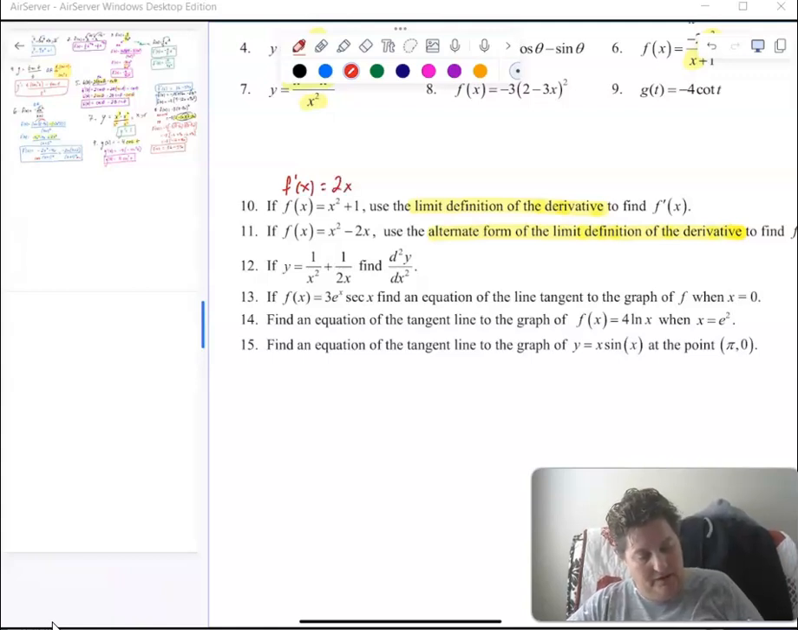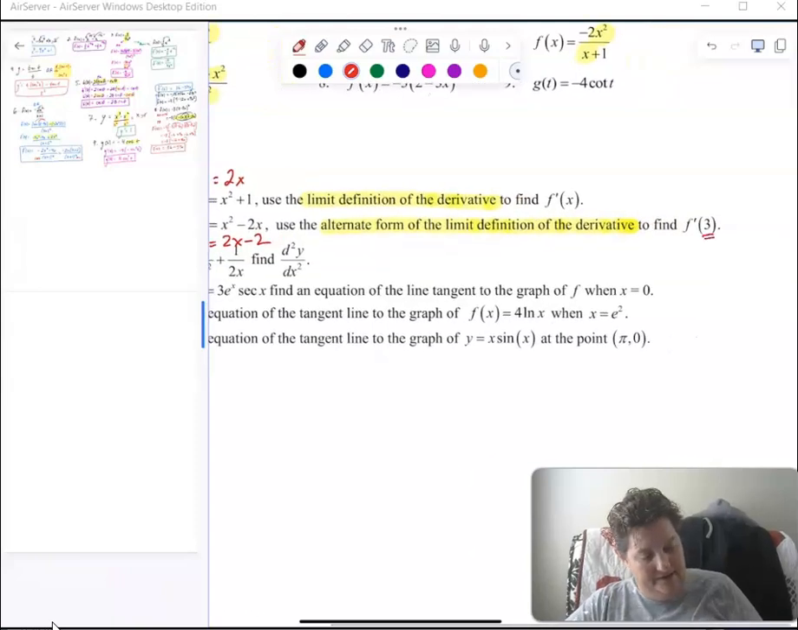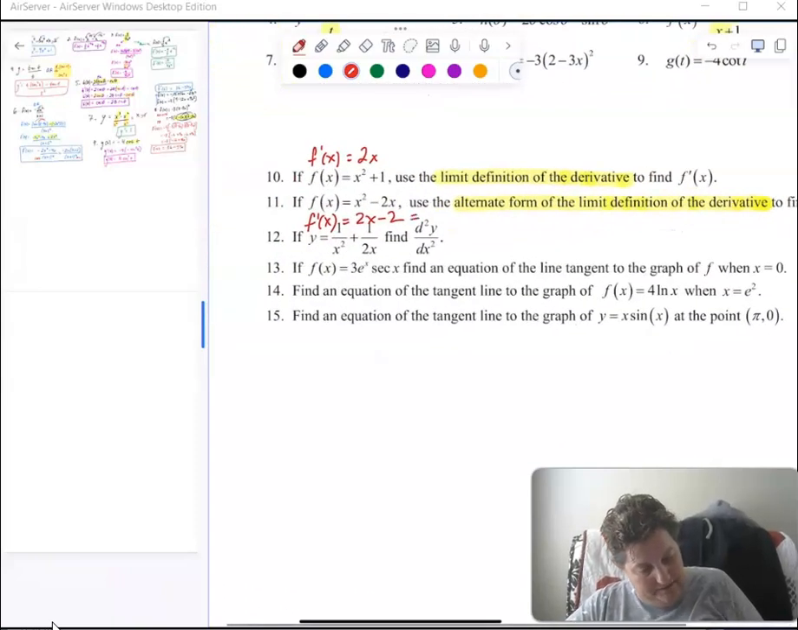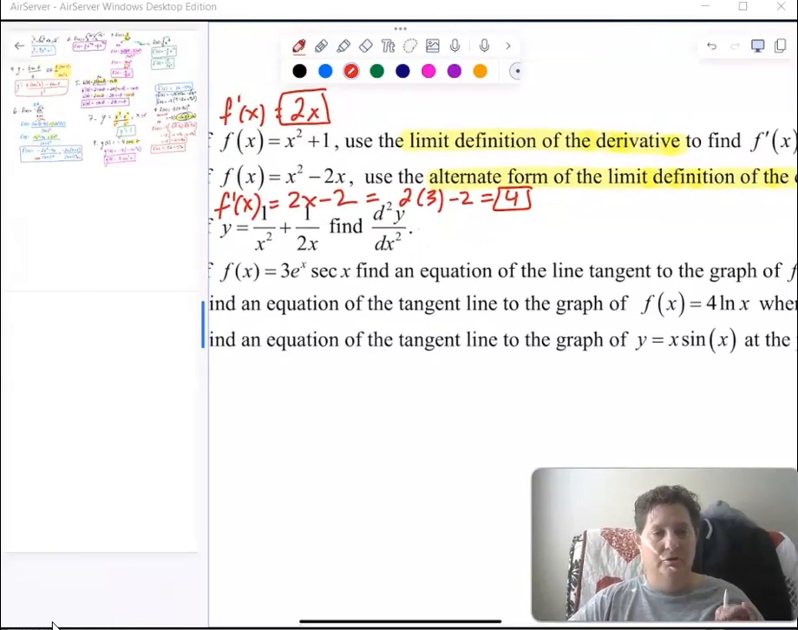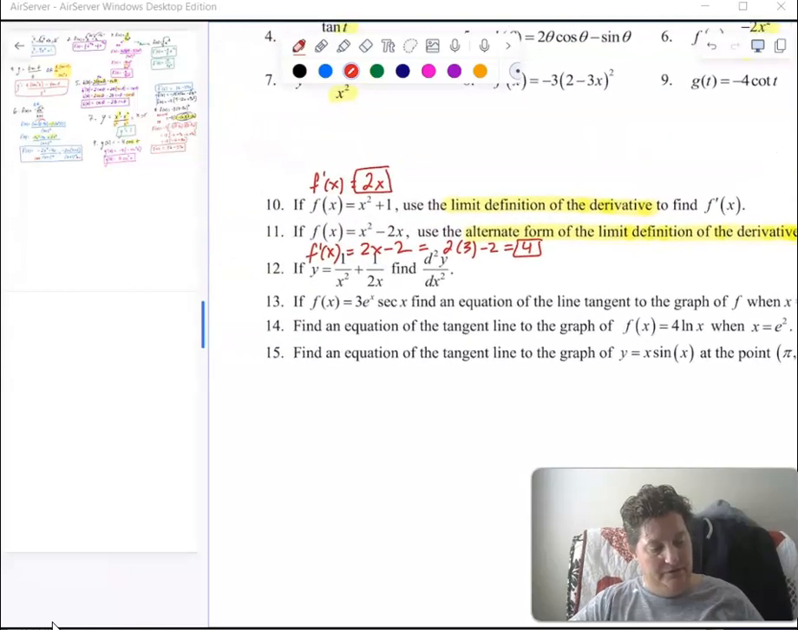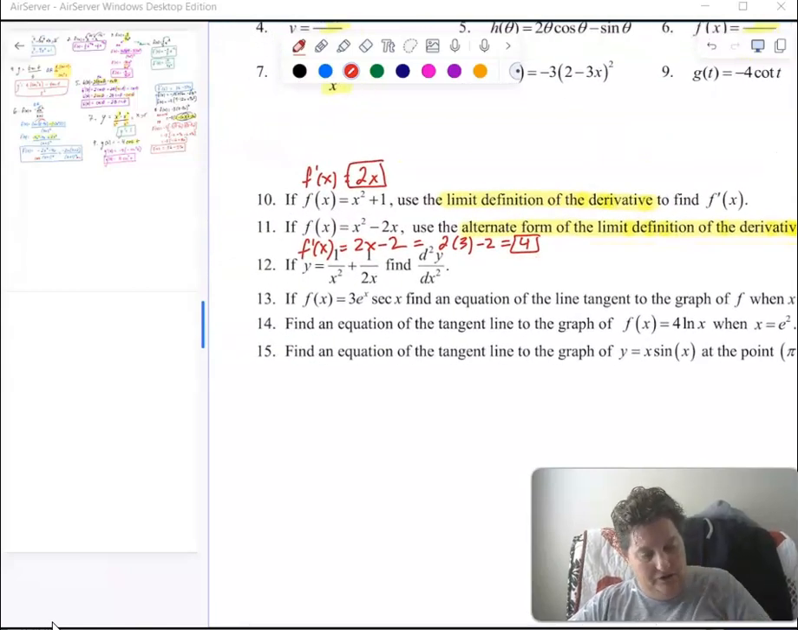We know that the derivative of this is 2x. Like, we know that. We know the derivative of this is 2x minus 2, and that when we plug in 3 to find the answer, it's going to be 2 times 3 minus 2, which is 6 minus 2. I know those answers are going to get you all 0 points if you don't do it using the limit, okay? So do it. Okay, so limit definition. Here's the limit definition.